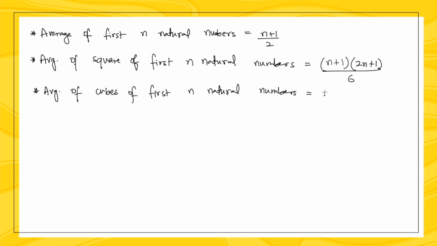So this can be calculated as (n plus 1) whole square divided by 4. Okay, so this is how you calculate the average of cubes of the first n natural numbers.